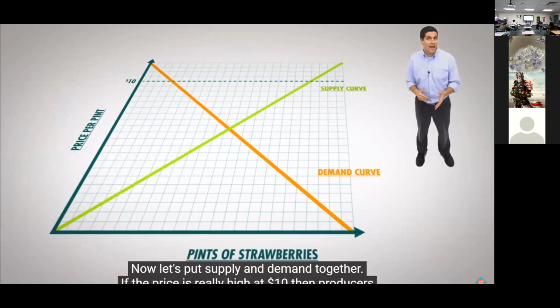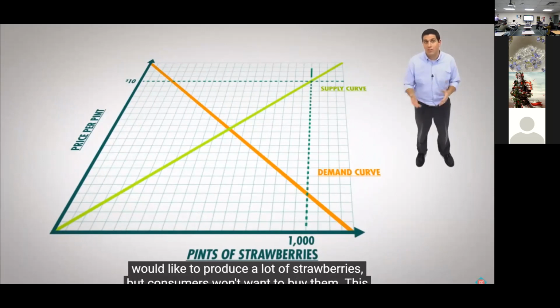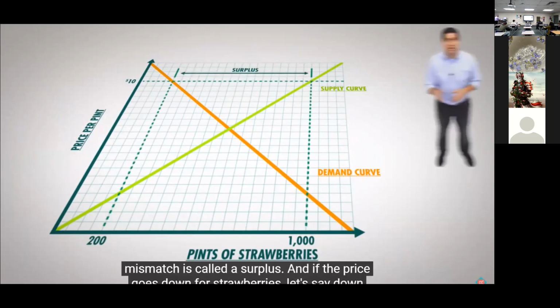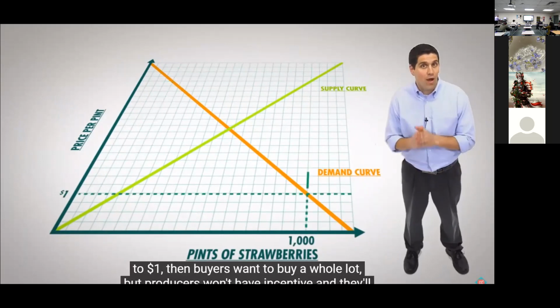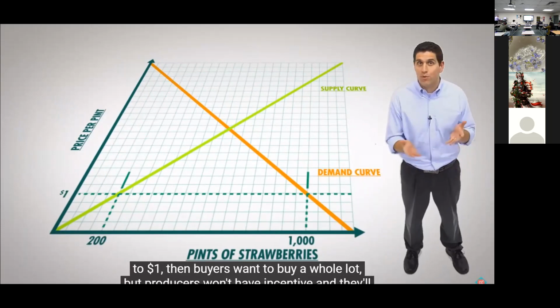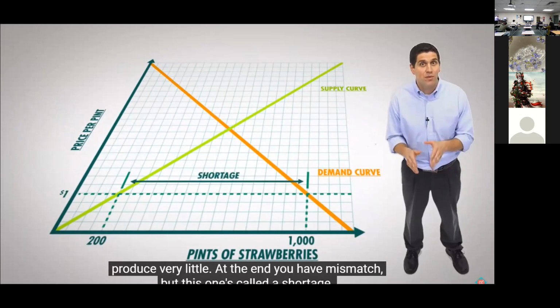If the price is really high at $10, then producers would like to produce a lot of strawberries, but consumers won't want to buy them. This mismatch is called a surplus. And if the price goes down for strawberries, let's say down to $1, then buyers want to buy a whole lot, but producers won't have incentive and they'll produce very little. Again, you have a mismatch, but this one's called a shortage.